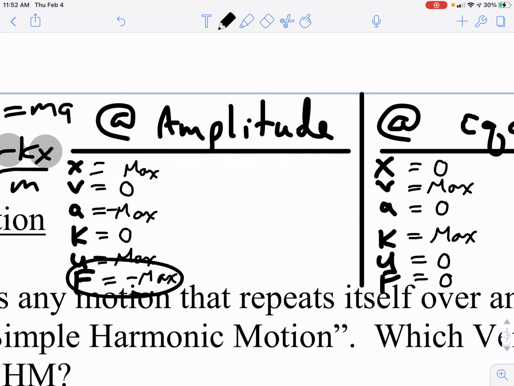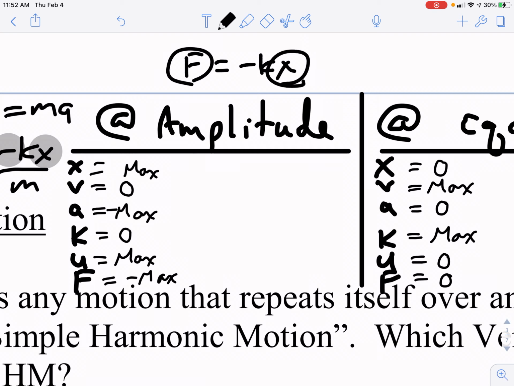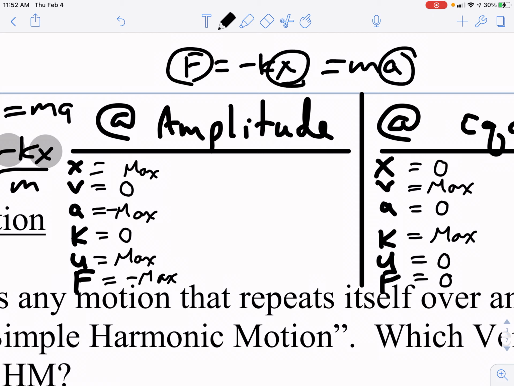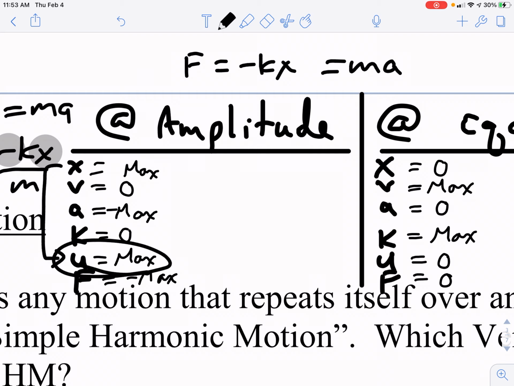Force is a maximum because force equals negative kx, and if x is a maximum, force is a maximum. If force is a maximum, acceleration is a maximum. That is why we see maximum applied in all three of those situations. Now, why are force and acceleration negative maximum? Because, again, of the concept of restoring force, which always wants to restore an object back to the equilibrium position, opposite the direction of motion. Since that displacement is a maximum, potential energy is also a maximum.